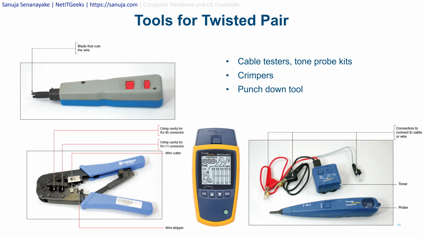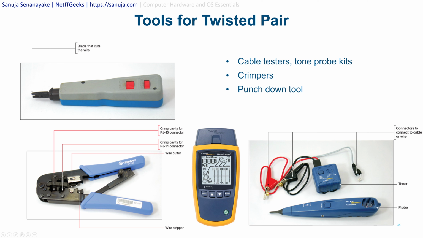Tools for twisted pair. As an IT technician, you should know basic tools that you can use for twisted pair wiring. Those include the cable testers, tone probe kits, crimpers, and punch down tools. So the cable tester could be something like these ones. These are handheld cable testers. Fluke is a major manufacturer of cable testing equipment.